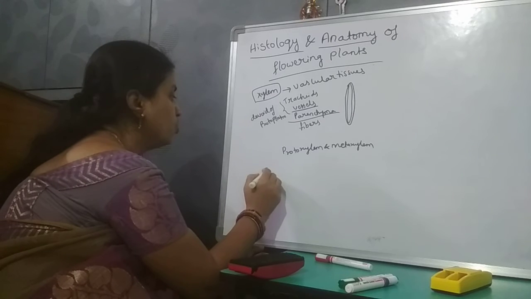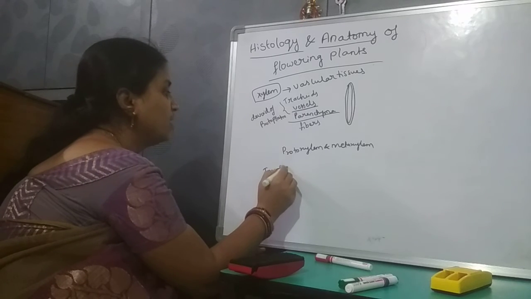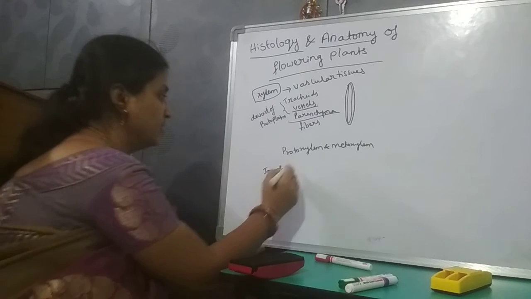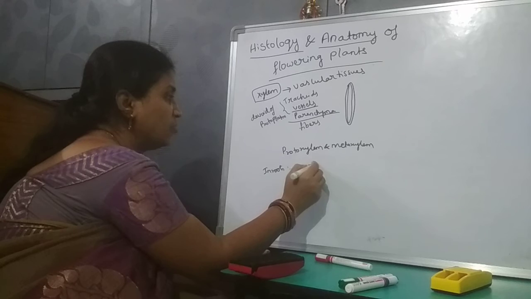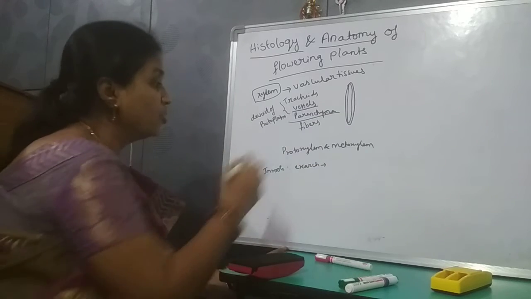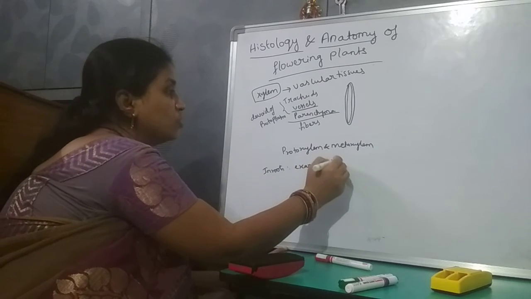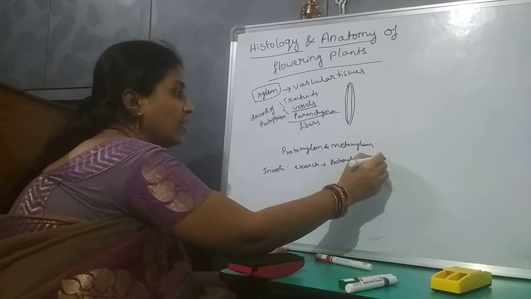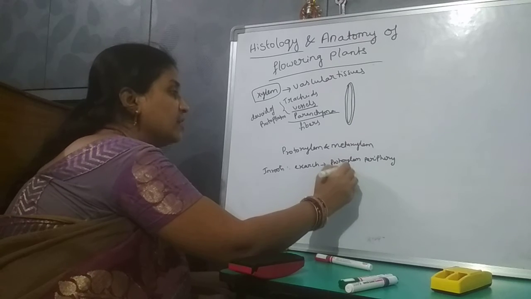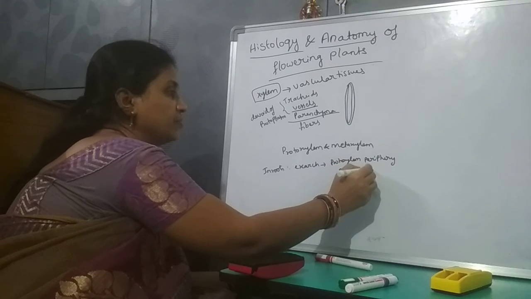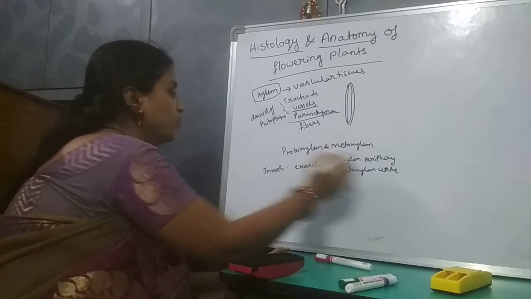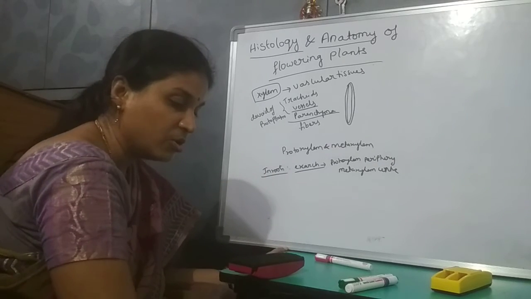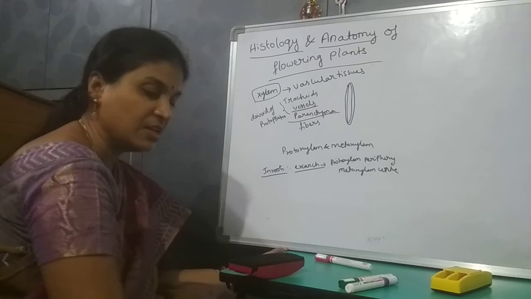So if you take roots, it is called exarch xylem. Why? Because the protoxylem is towards the periphery and the metaxylem is towards the center. Okay, in roots, exarch xylem is present because the protoxylem is towards the periphery and the metaxylem is towards the center.